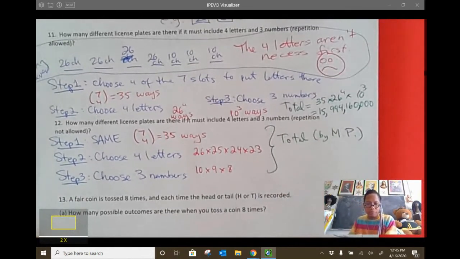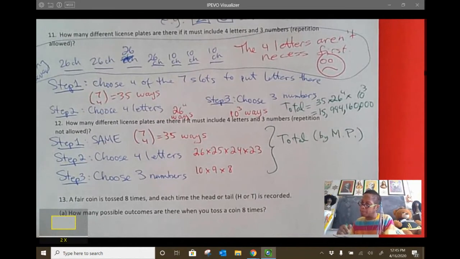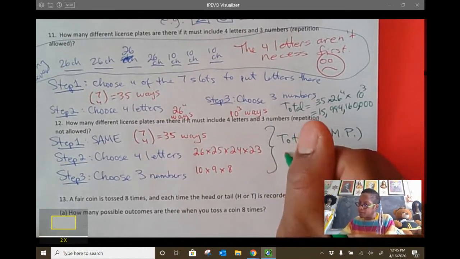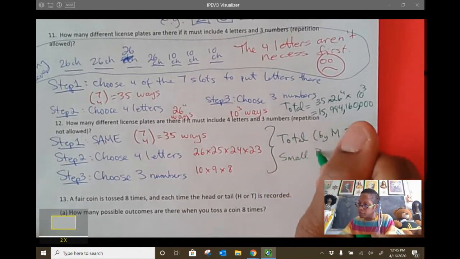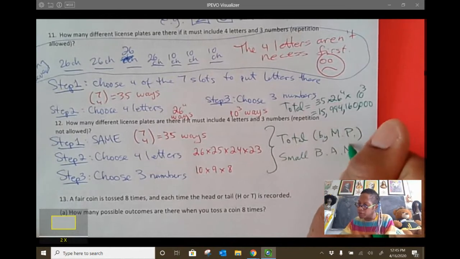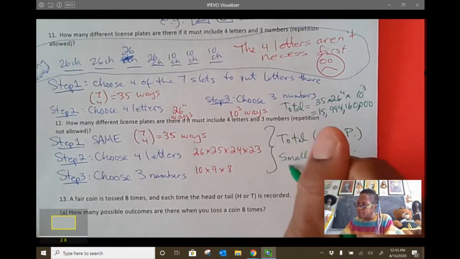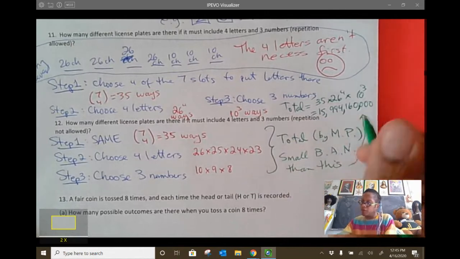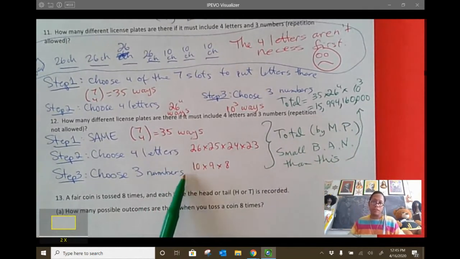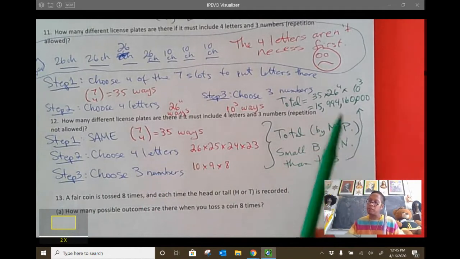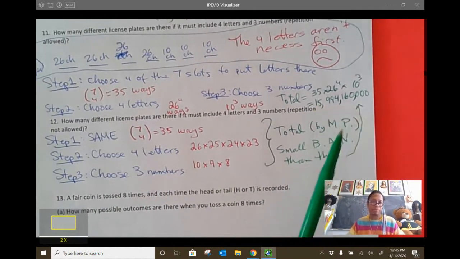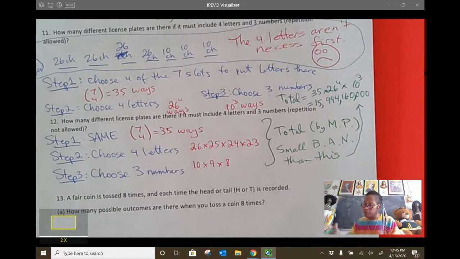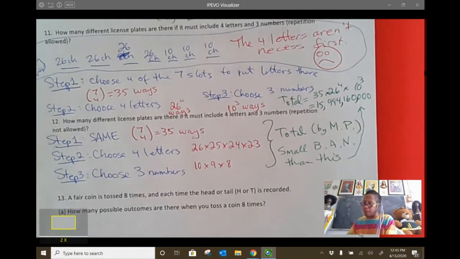I didn't do it in my notes. So it's a smaller number than this. We have fewer choices now, so obviously it's going to be a smaller number, but it's still going to be a really big number, just smaller than this big number. I just didn't do it. Okay.